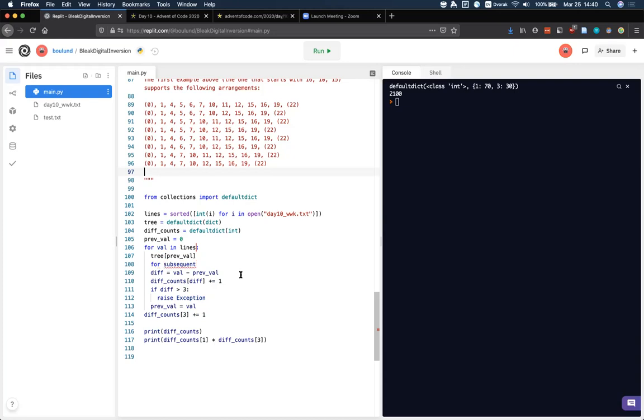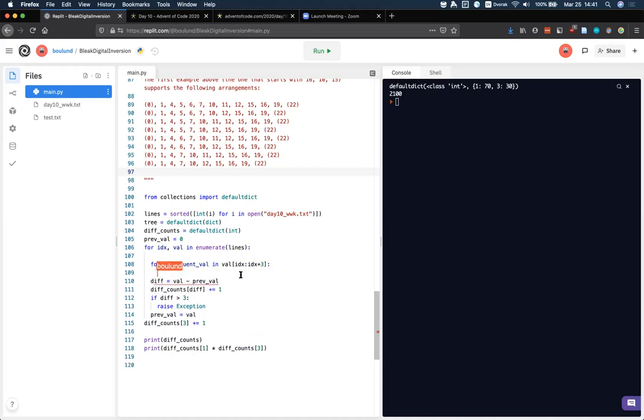Yes, so let's do the index here, and then we enumerate this. I think that the dict definition does still go up. Ah, yeah, never mind. But we could compute this first. So for subsequent val in lines, index 3, something like that. Yeah, that looks good. And then we compute the diff. Yep.